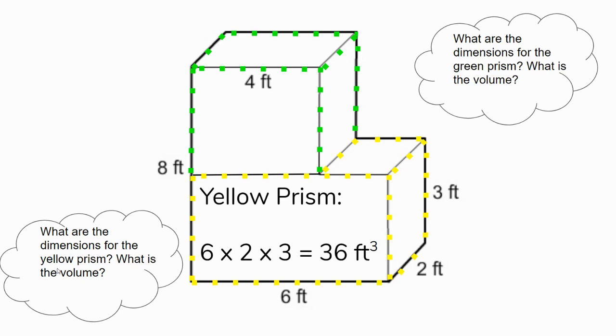find its volume. And this one is going to be a little trickier. If you look at the green prism, it's not labeled like the yellow one. The yellow one, it's really easy to see the length, width, and height. But on the green one, we have to do a little bit of extra work to find those dimensions. There's only one dimension that's really obvious for us, and that will be its length. So it has a length of 4 feet.